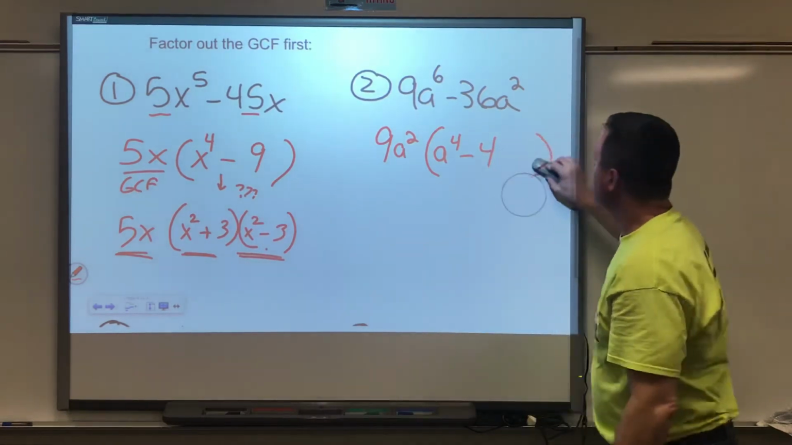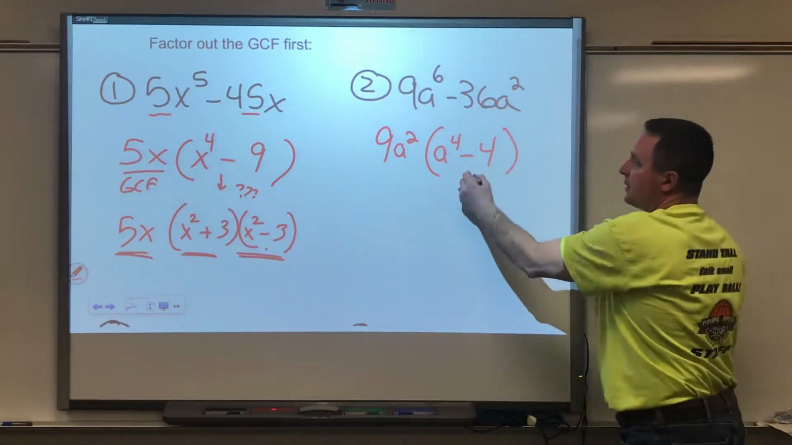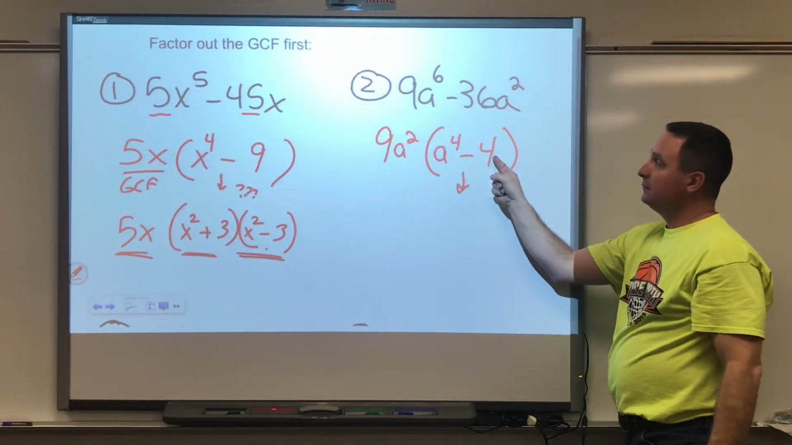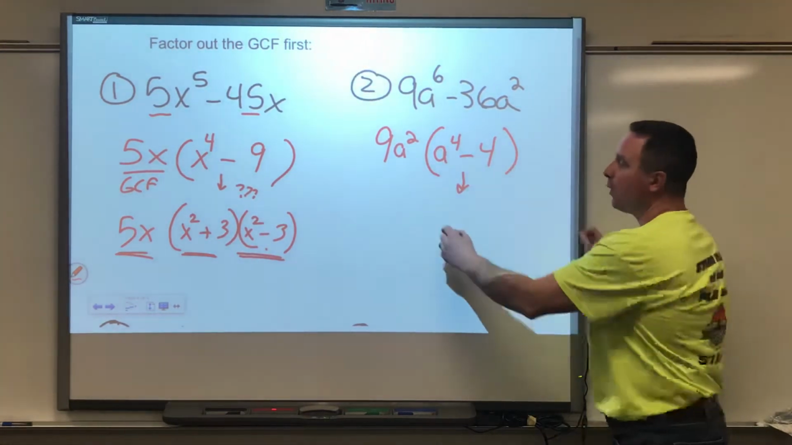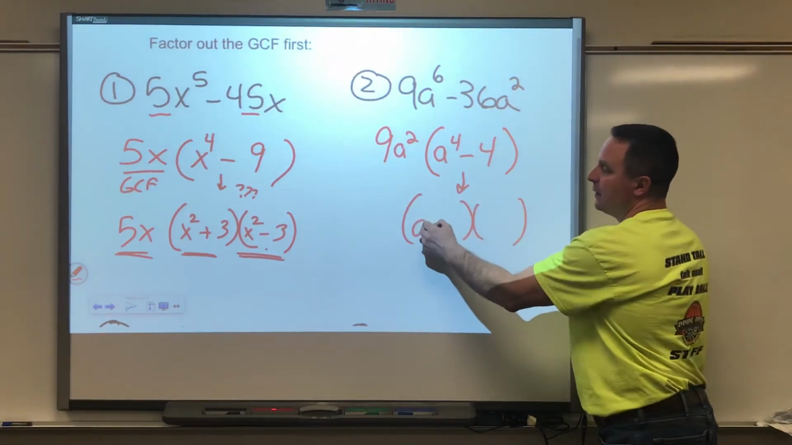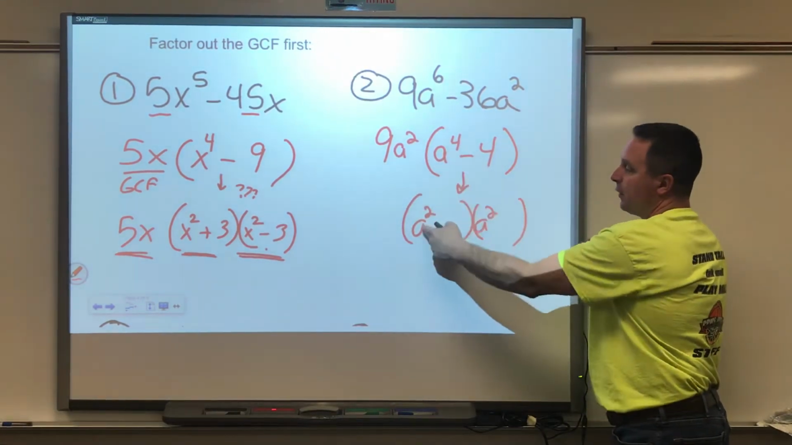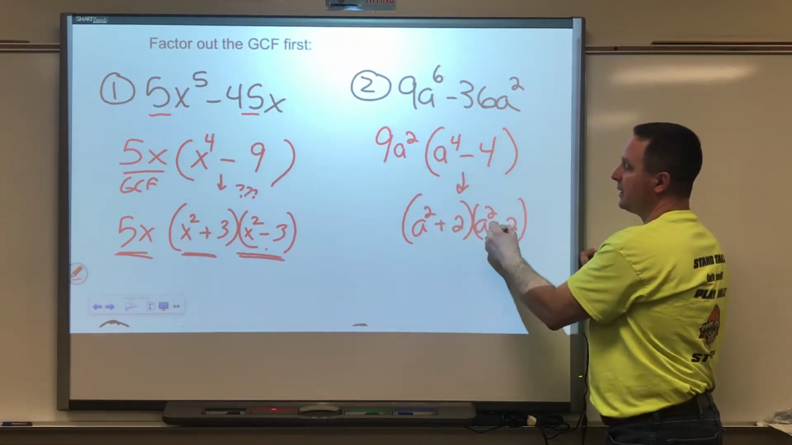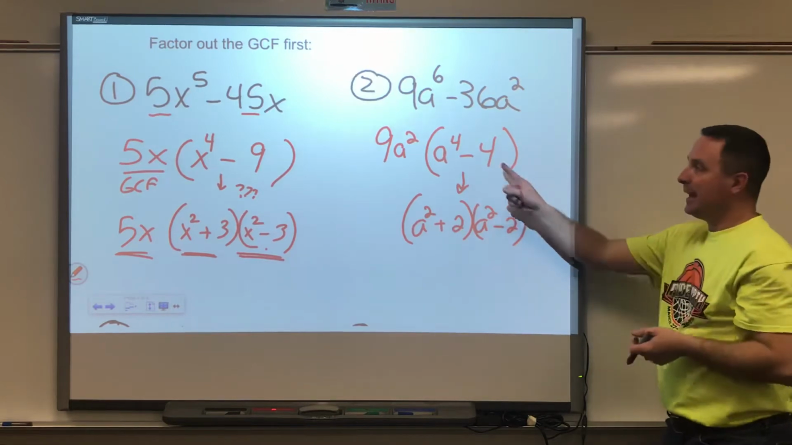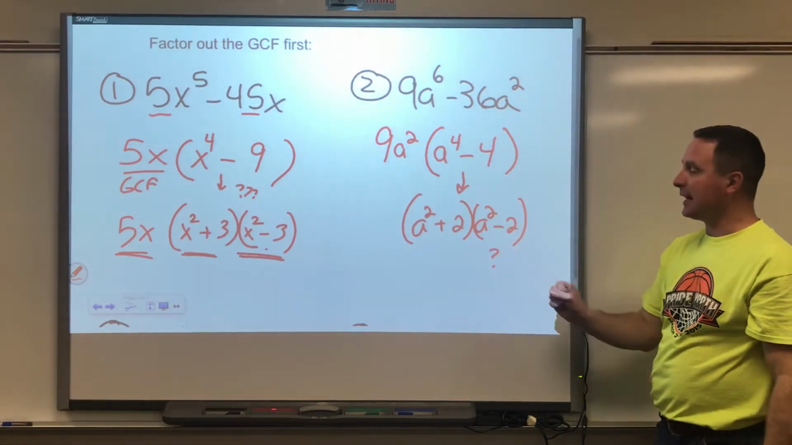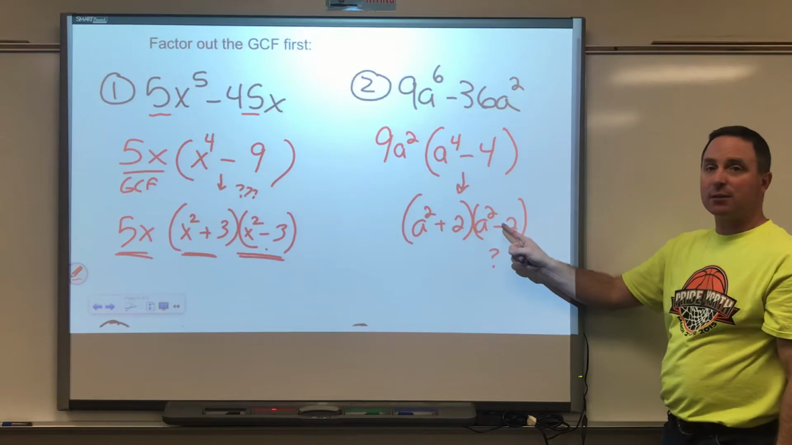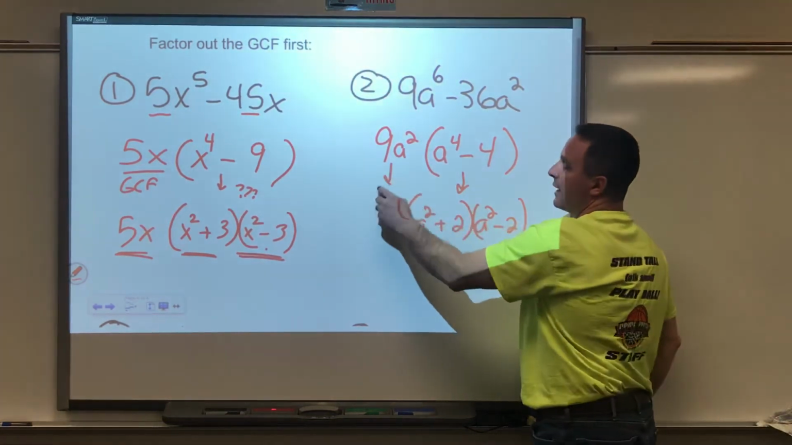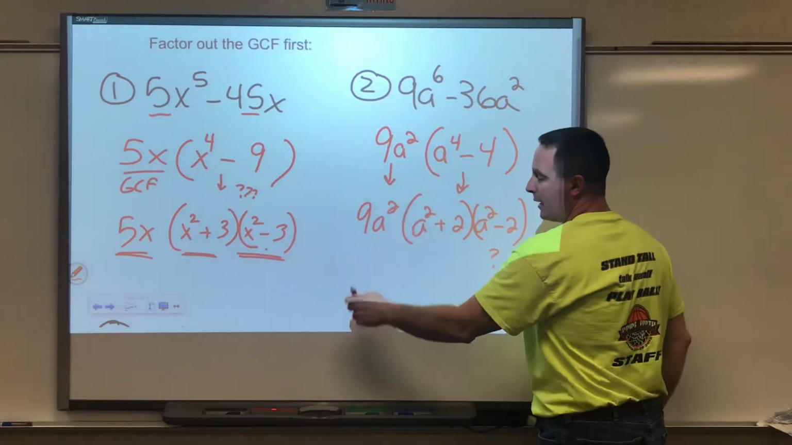Now, again, let's look at this leftover stuff. Can that go again? A to the 4th is a perfect square, and so is 4. So I think I can. A to the 4th goes to a squared and a squared. The square root of 4 is 2. One is plus, one is minus. And again, I'm going to look at the a squared minus 2 and ask myself, can I go again? A is a perfect square, but 2 is not. That's the end of the road. And this guy comes along for the ride, 9a squared.